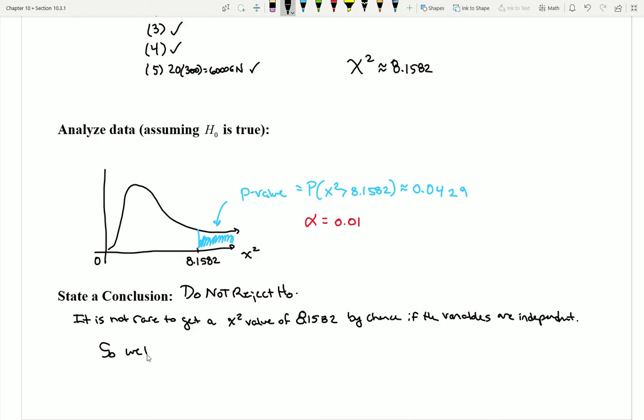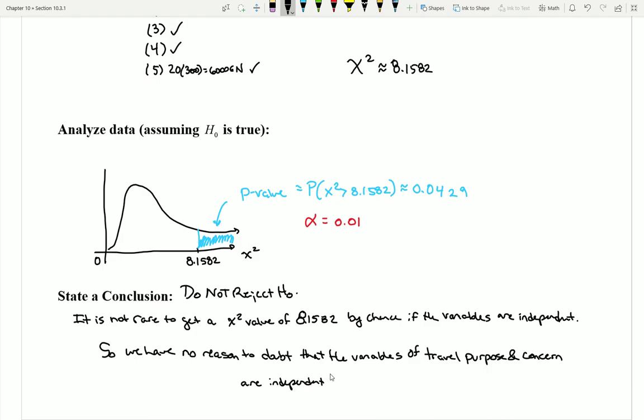So we have no reason to doubt that the variables of travel purpose and concern are independent. Again, remember that means that they are not related.